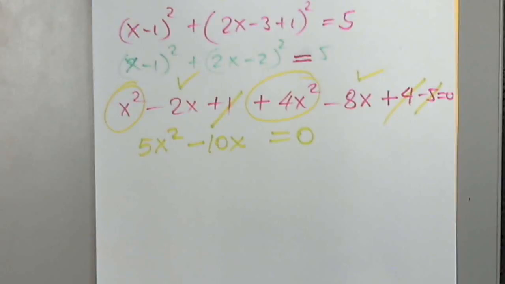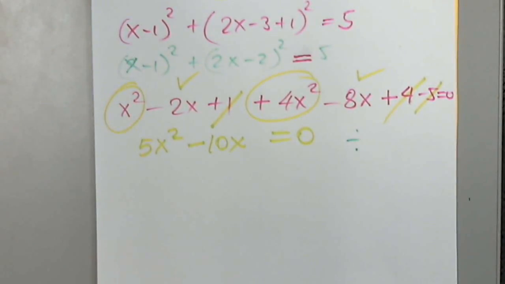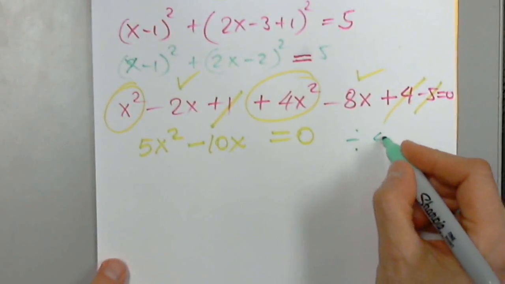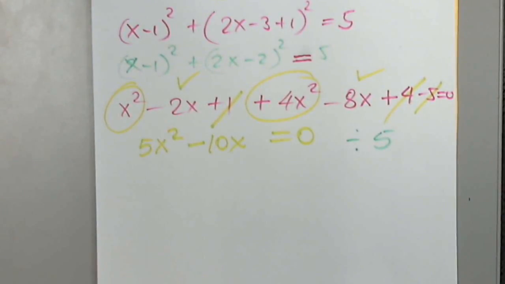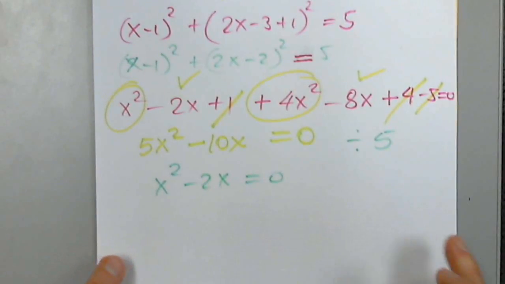And I cannot divide by x, ever. But I can divide both sides by 5 to make my life easier with this equation. And I will do that, not by x. You will miss a solution if you ever divide by x. Good. So then I have x squared minus 2x equals 0. What now?